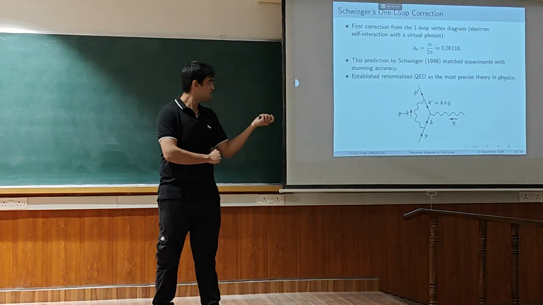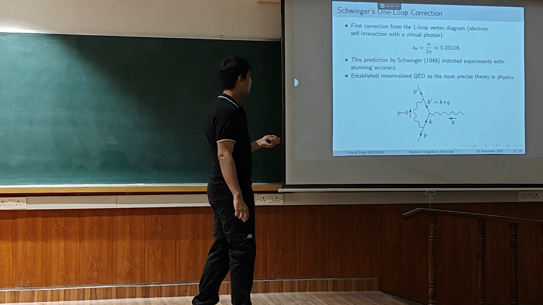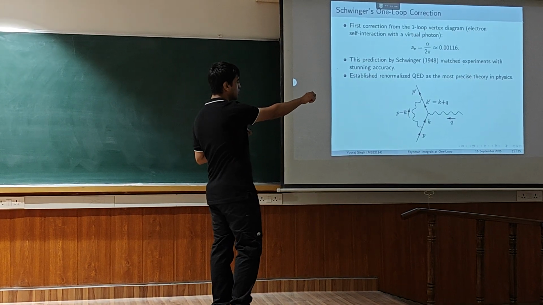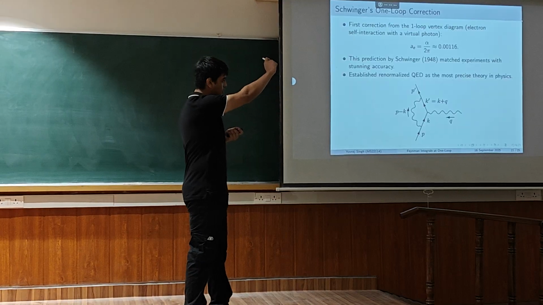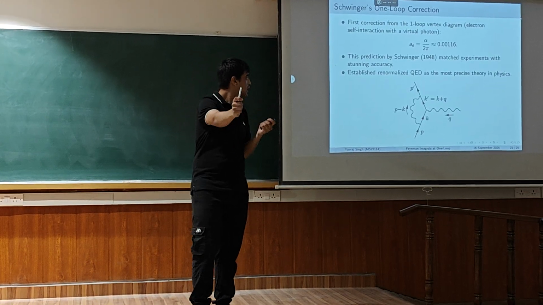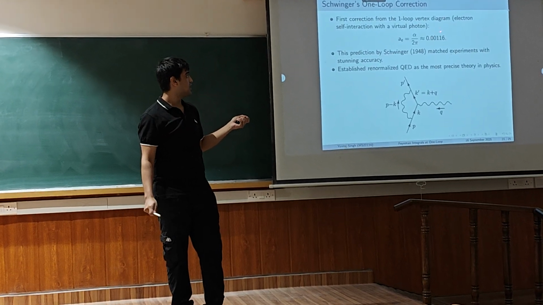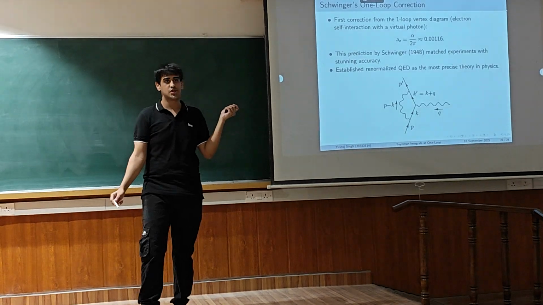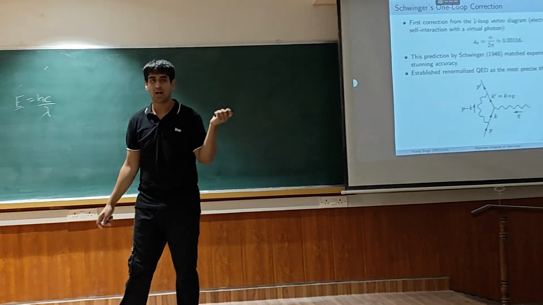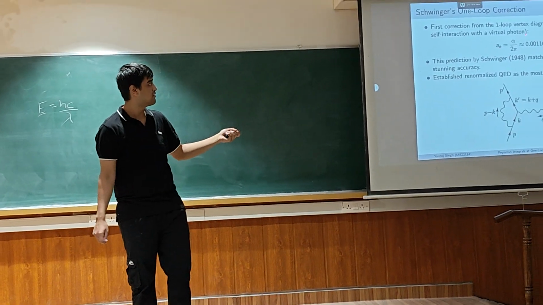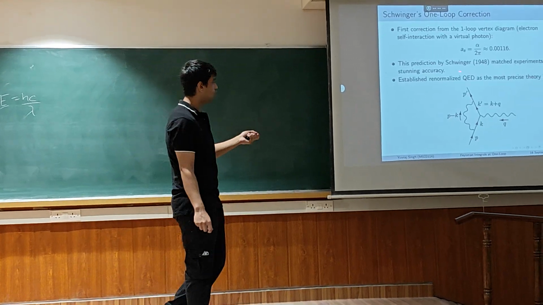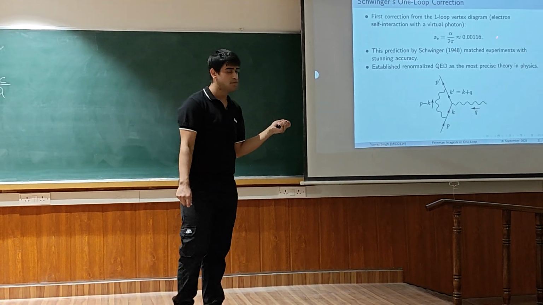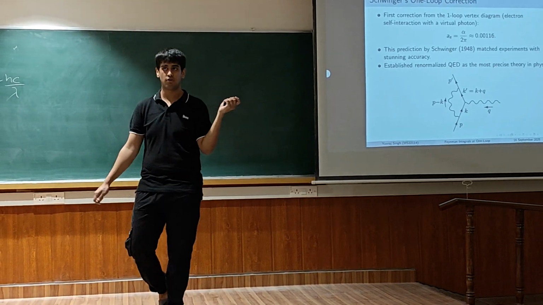So this is my diagram. An electron coming in, interacting with a photon, and an electron going out. It could be any lepton. The first order correction does not depend on what lepton you are choosing, be it tau, muon or electron. It is independent. That alpha is the fine structure constant. So when we solve this, the first order correction is independent of what fermion we are using.